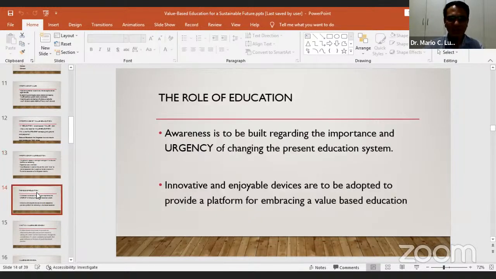Now, if that is the role of values, then what is the role of education? Awareness is to be built regarding the importance and urgency of changing the present educational system. The present educational system should always look into integrating values.